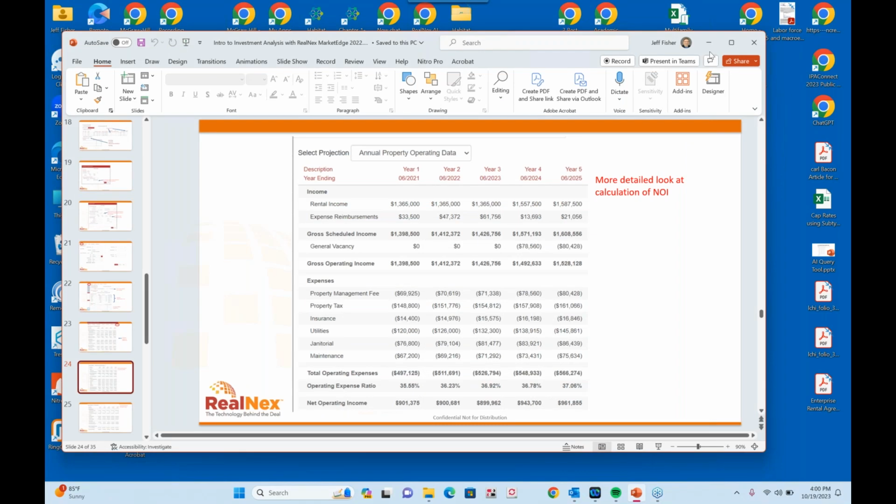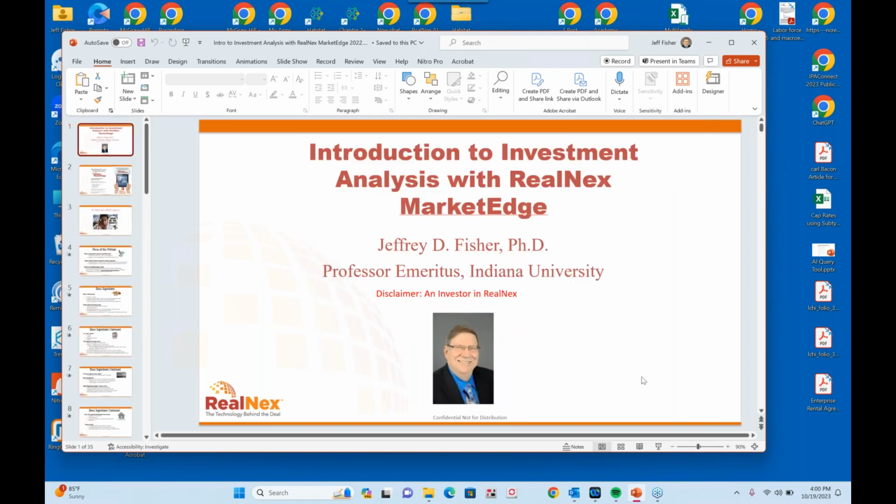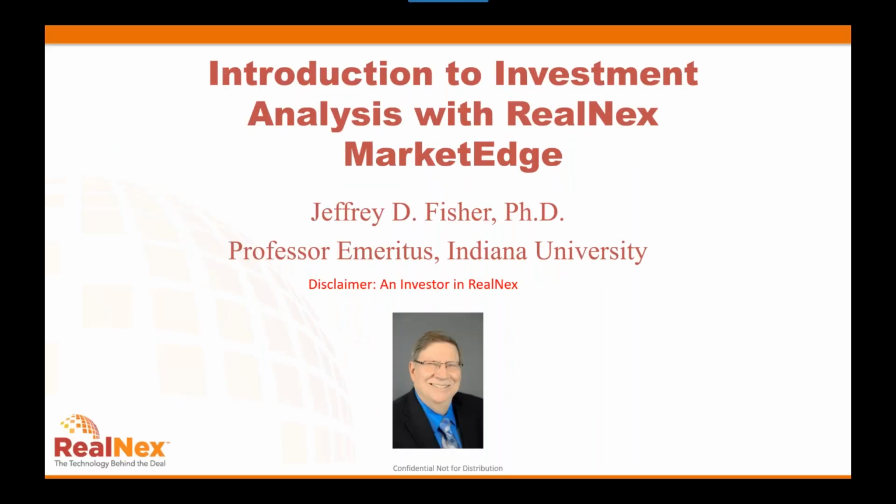Today we'll be talking about Introduction to Real Estate Investment, and we have Dr. Jeffrey Fisher, who will show us how to run various analyses using the Market Edge program within RealNext. Dr. Fisher is the head of data and research for RealNext, board member and professor emeritus from Indiana University Kelley School of Business, president of the Homer Hoyt Institute, and co-author of Real Estate Finance and Investments and Income Property Valuation. Certainly an expert in the field of real estate investment analysis.